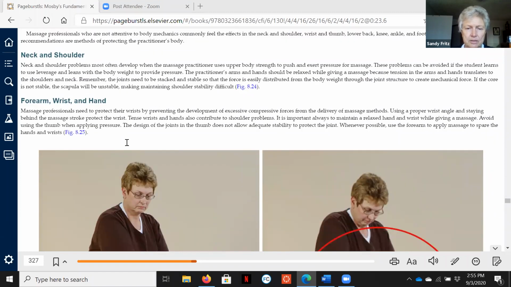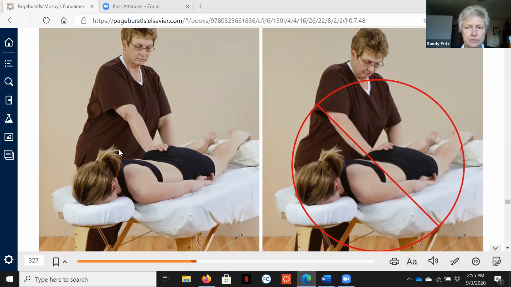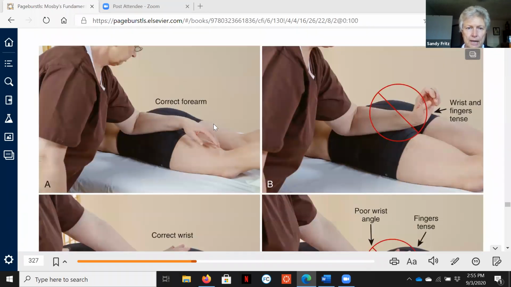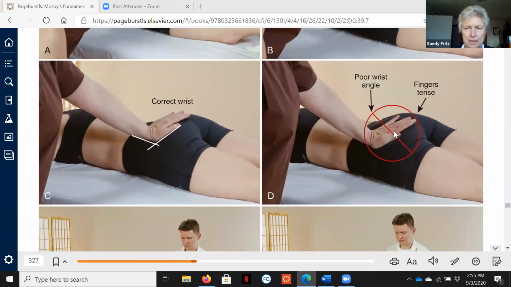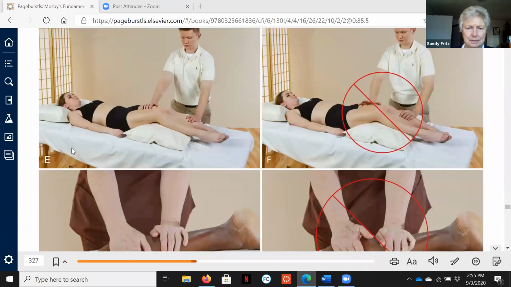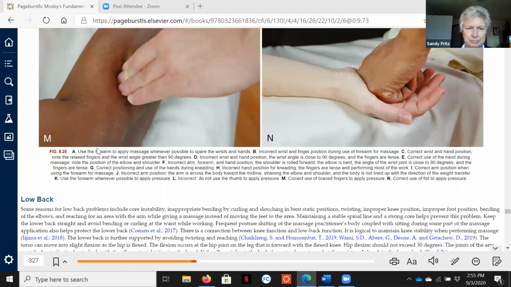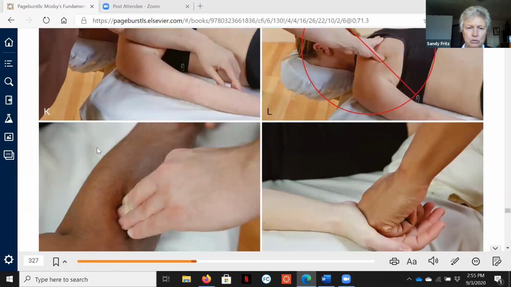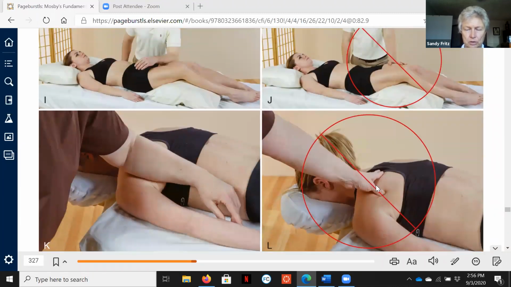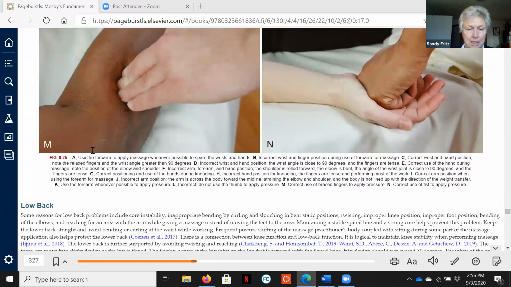Neck and shoulder, forearm, wrist, and hips. It's going to happen if you are not attentive to these issues. So we've got correct, and now you're going to get into trouble. And correct, and nope, now you're going to get into trouble. We're really going to limit you in using your thumb. Really not going to let you do that. That joint just can't stand up to it. So just kind of keep that in mind.